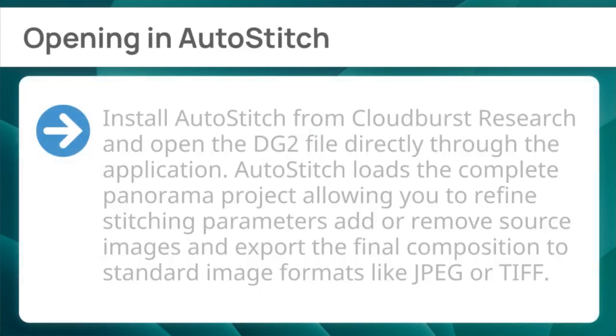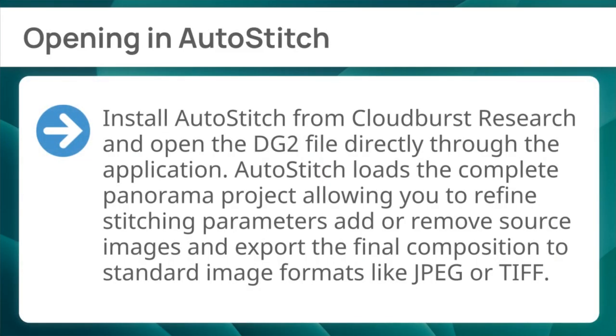First, opening in AutoStitch. Install AutoStitch from Cloudburst Research and open the DG2 file directly through the application. AutoStitch loads the complete panorama project, allowing you to refine stitching parameters, add or remove source images, and export the final composition to standard image formats like JPEG or TIFF.